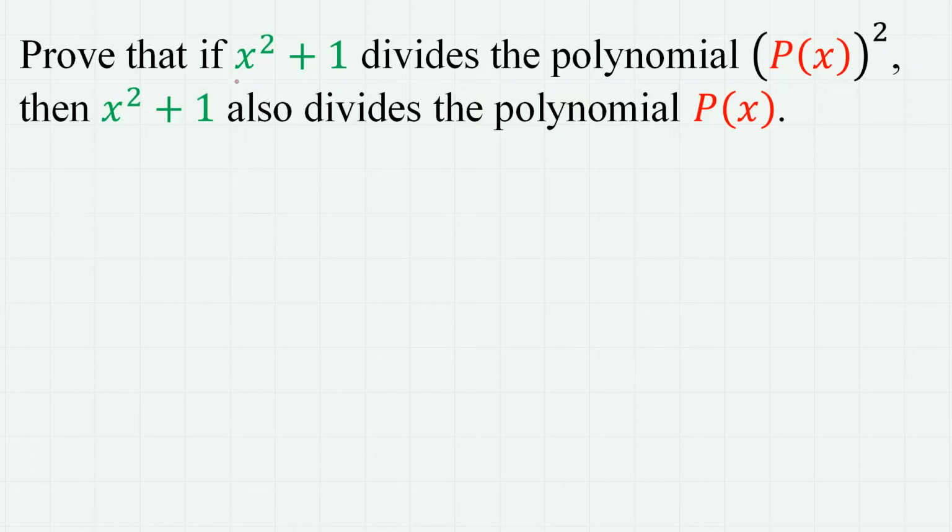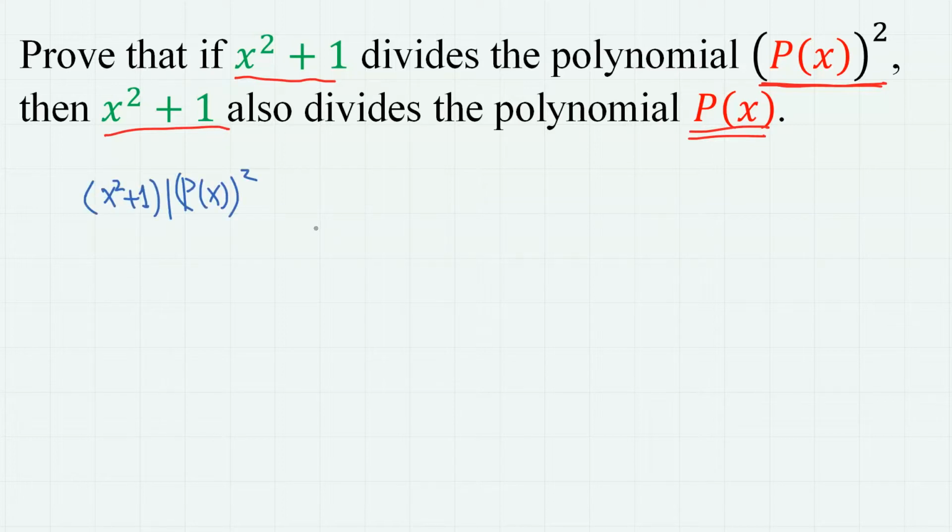It says, prove that if x squared plus 1 divides the polynomial p(x squared), then x squared plus 1 also divides the polynomial p(x). We can write this statement like this. This means that x squared plus 1 divides p(x squared). Then we have to prove that x squared plus 1 divides p(x). I mean, the other way around is pretty obvious. But how can we prove this?